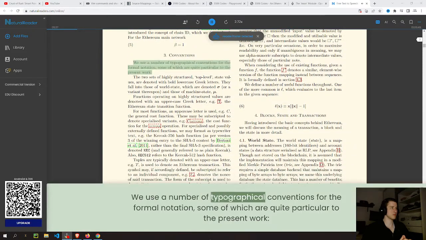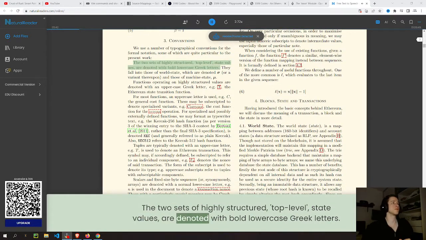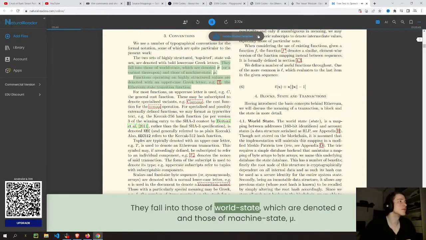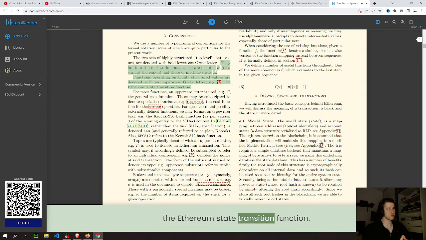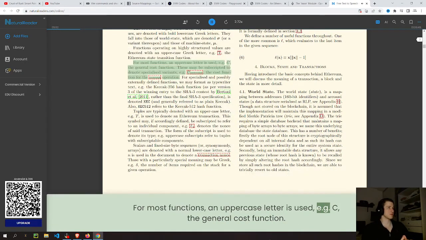3. Conventions. We use a number of typographical conventions for the formal notation, some of which are quite particular to the present work. The two sets of highly structured, top-level, state values are denoted with bold lowercase Greek letters. They fall into those of world state, which are denoted σ, and those of machine state. Functions operating on highly structured values are denoted with an uppercase Greek letter, for example, Υ, the Ethereum state transition function. For most functions, an uppercase letter is used, for example, C, the general cost function.